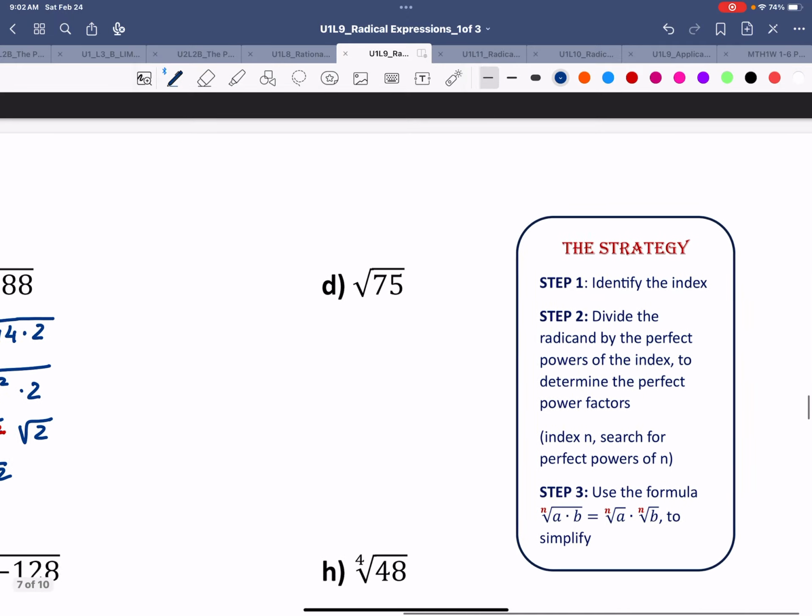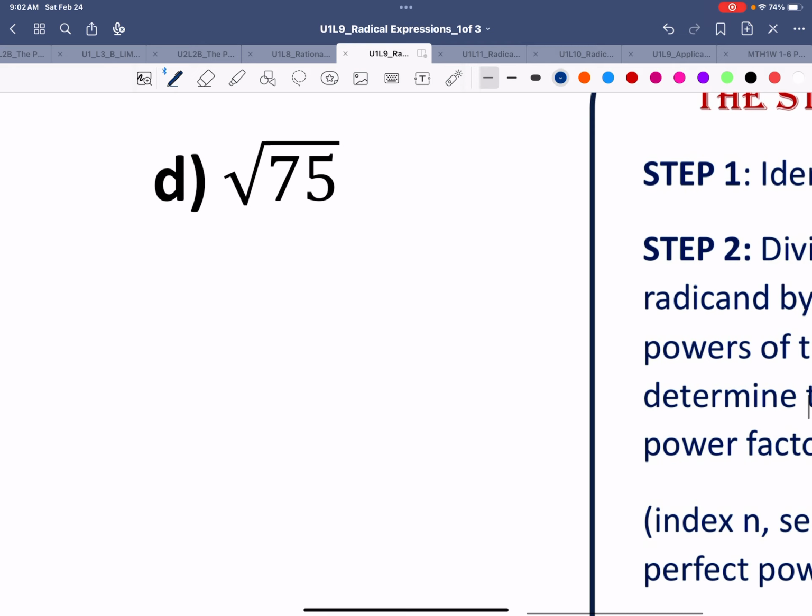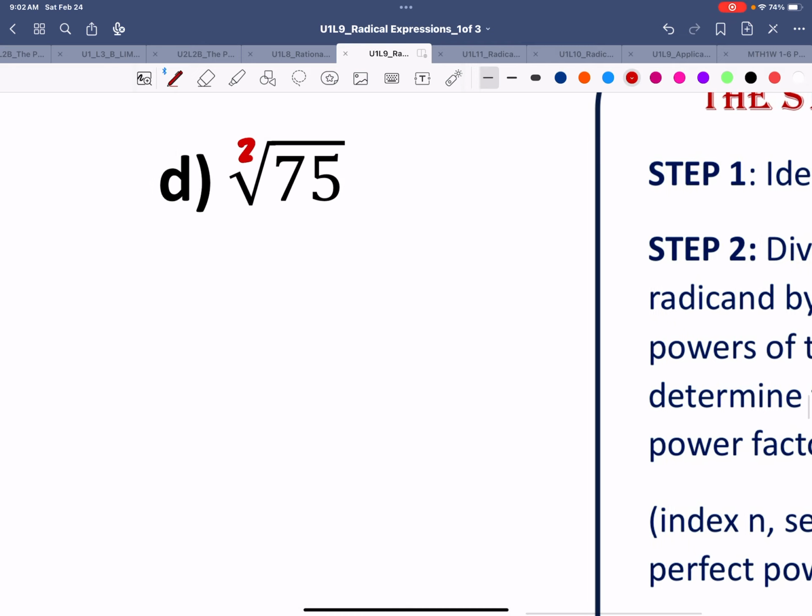So moving on to number 75. Again, index is 2, so we're working with perfect powers of 2. Whenever the number ends with a 5, we have to try bases of 5. So 5 squared, 25. 25 is a factor of 75, and 25 is a perfect power of 2. So we're going to rewrite this as the square root of 25 times 3.